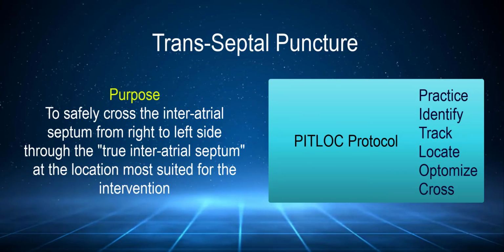Now, going over the transseptal puncture, the purpose of a safe transseptal puncture is to cross the true interatrial septum without going through the extracardiac space from the right to the left side. There are multiple methods of doing this.